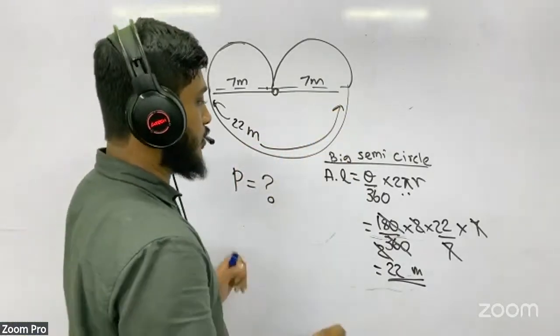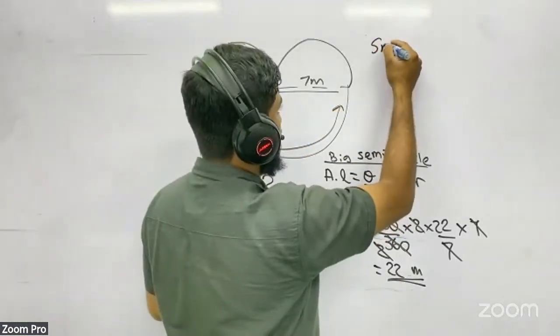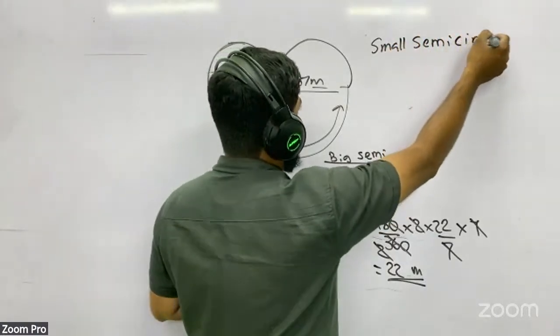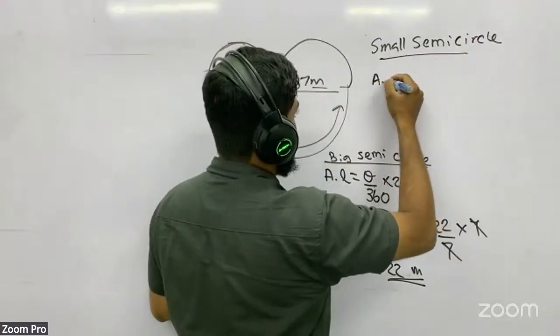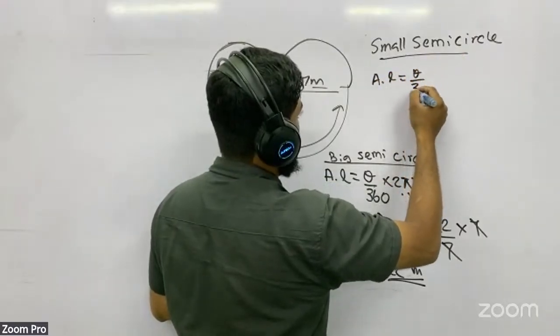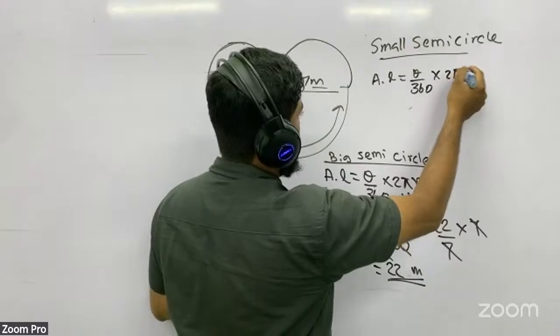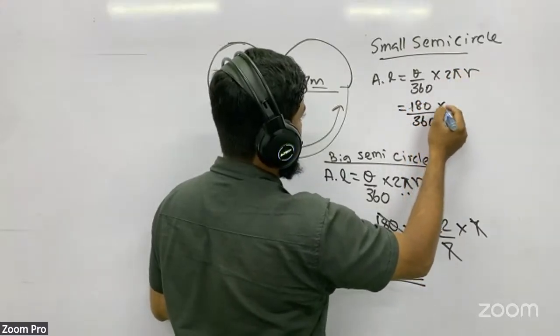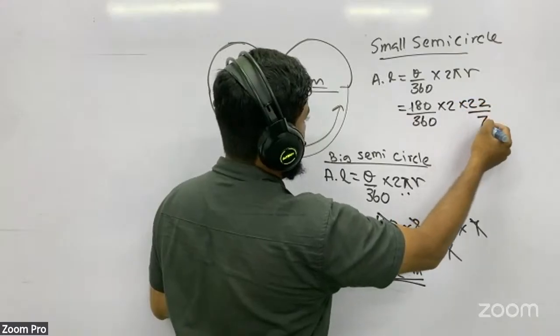Now I have to see for the small semicircle. The small semicircle arc length is equal to theta over 360 into 2 pi r. Theta is 180 over 360. For 2 we'll write 2. For pi we'll write 22 over 7.